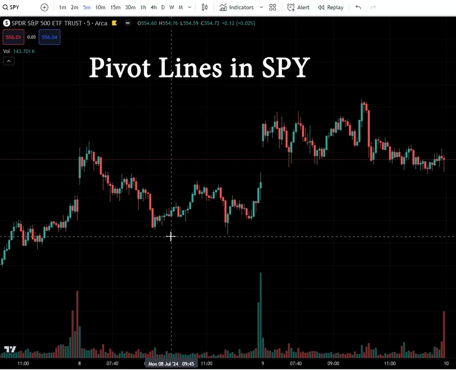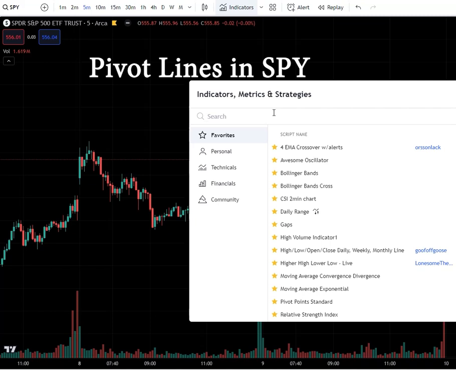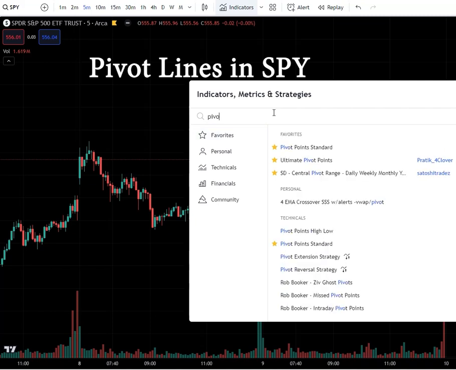Today I want to talk about the pivot points and how you can find them and install them on TradingView, and how you can use them for SPY and SPX trading. First of all, if you need to add them, you can go to the indicators and search for pivot points standard. That's the best one and the easiest one you can choose.